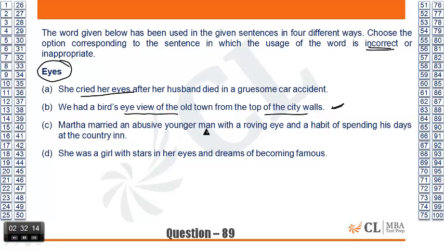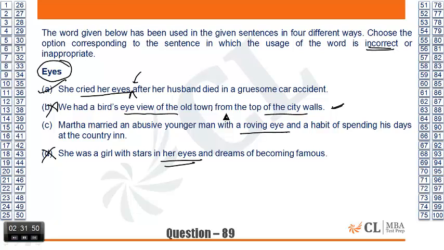Martha married an abusing younger man with a roving eye and a habit of spending his days. I don't know what that means, but it sounds okay. She was a girl with stars in her eyes and dreams of being famous. This is okay. These two are okay. So this goes okay. She cried her eyes something. I think something is missing. She cried her eyes out. Something is missing. Definitely there's a problem here.